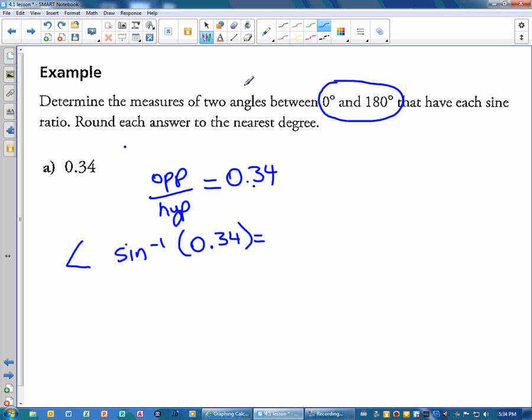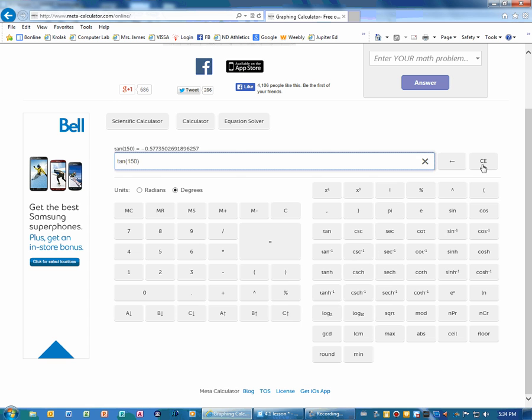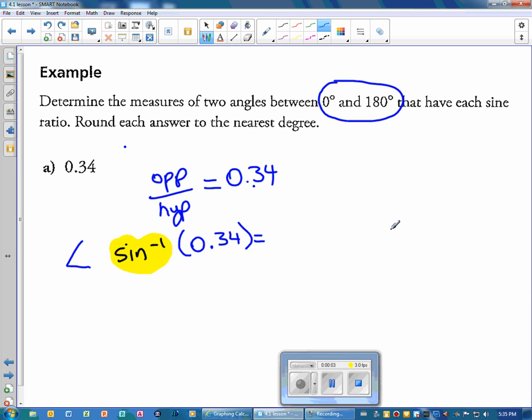So make sure that you use this inverse. That's the way that you ask your calculator, what's the angle? And that's this button here. Okay, I know it comes up as A, arc sine, but sine -1 of 0.34. And angles are always rounded to the nearest whole number, so 19.87, we're going to call that 20 degrees.